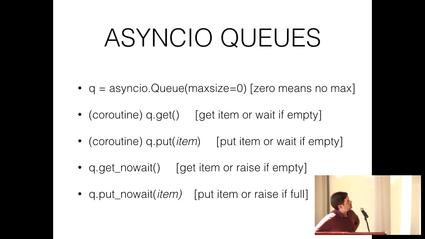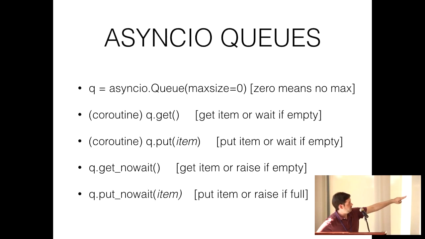So if you want to make a queue, you say queue equals asyncio.Queue. You could give it a max size keyword. It defaults to 0. If you give it 0, that means you could put as much stuff on the queue as you have memory for. If you give it a max size, then it won't let you put more than that many items on.